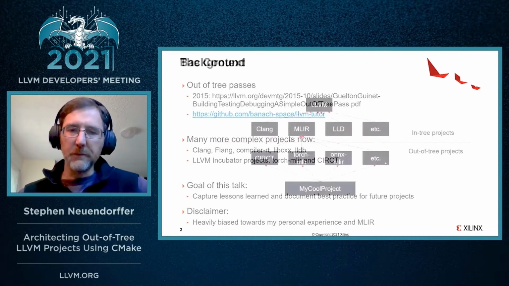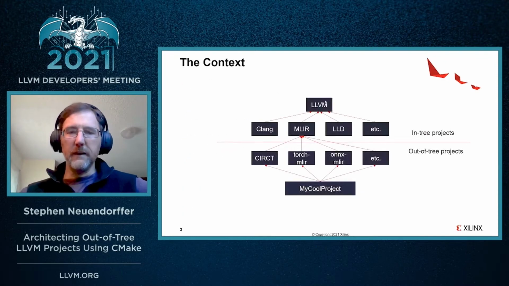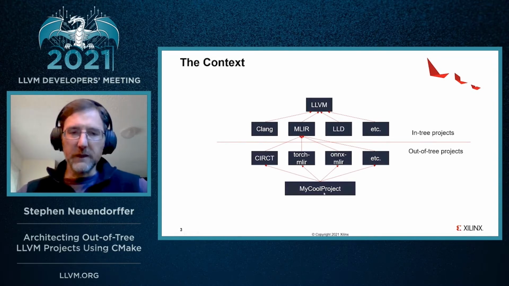So what's the context? In the beginning, there was LLVM, and many other projects have started to exist in tree in the monorepo that depend on LLVM. And all of this is configured using CMake. We also have our out-of-tree projects like Circuit and Torch MLIR and others like Onyx MLIR. And a lot of times, if you're like me, maybe you're in the position where you have an out-of-tree project and you need to depend on all of this. So you need to take into account things that are changing in LLVM and MLIR and the various out-of-tree projects and try to integrate them all together into your cool idea.